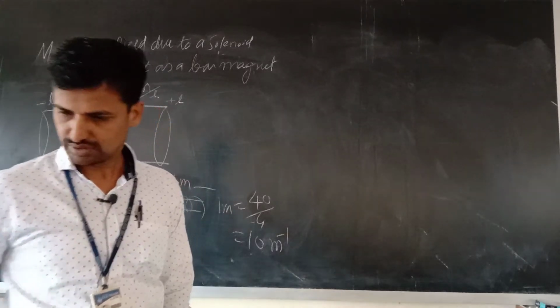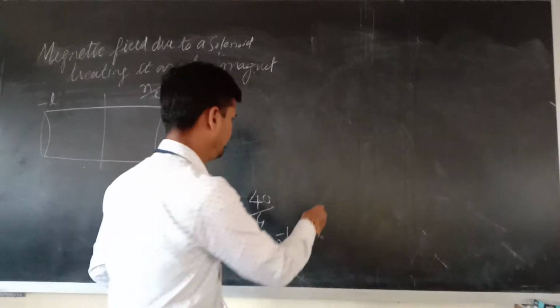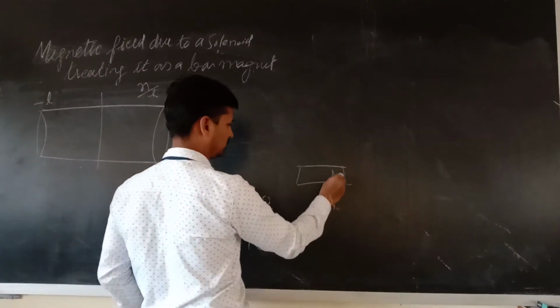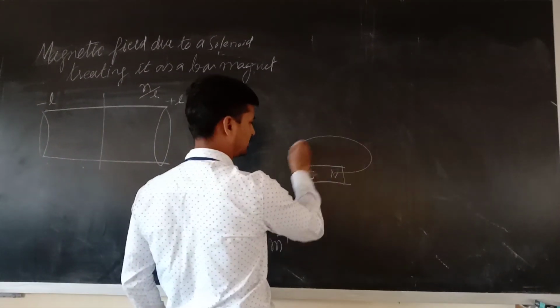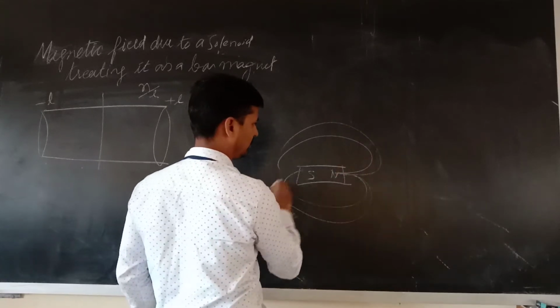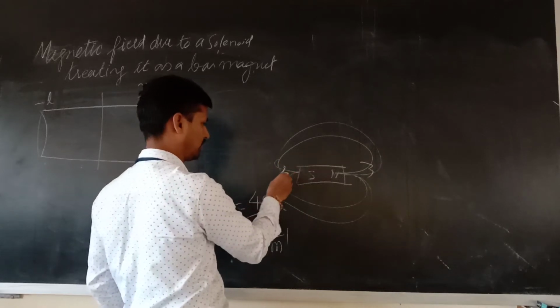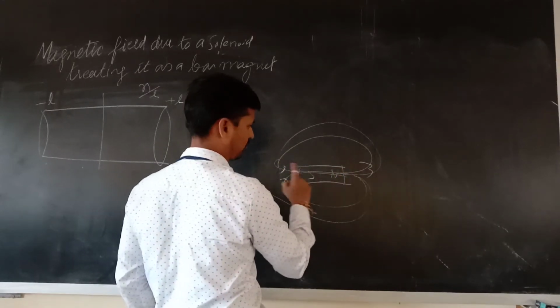Now, if you take a magnet, its magnetic field lines outside the magnet are in this fashion. Out of the north they go into the south like this, and they are continuous and non-stop.